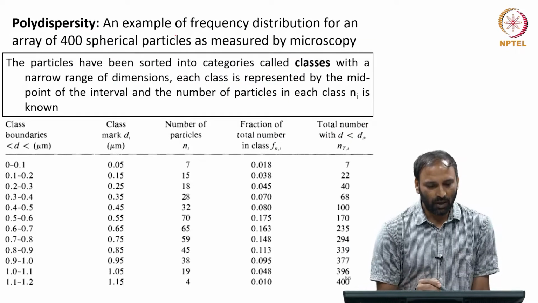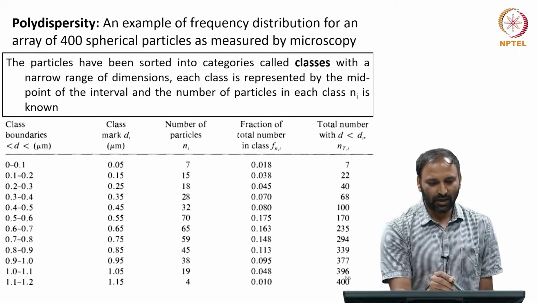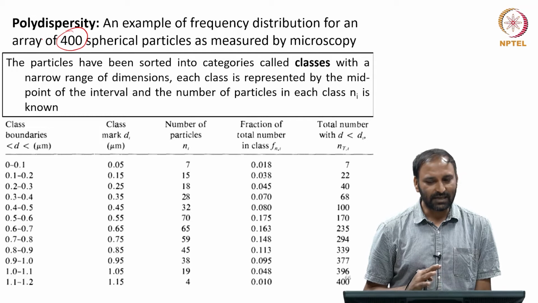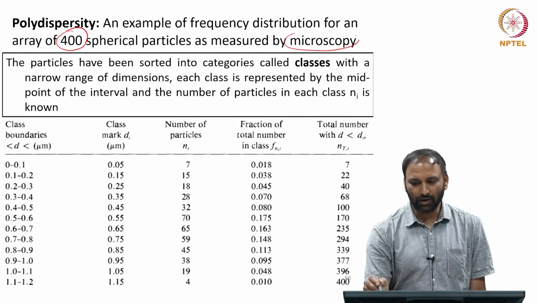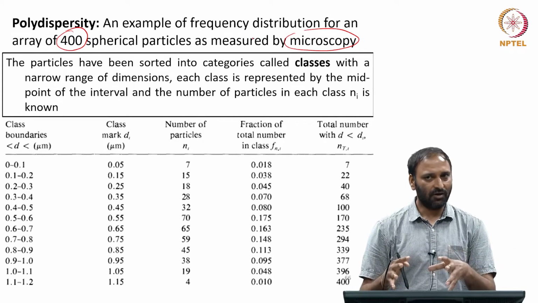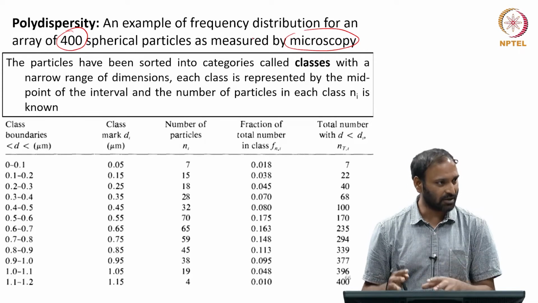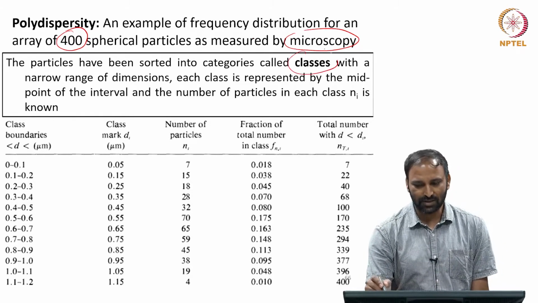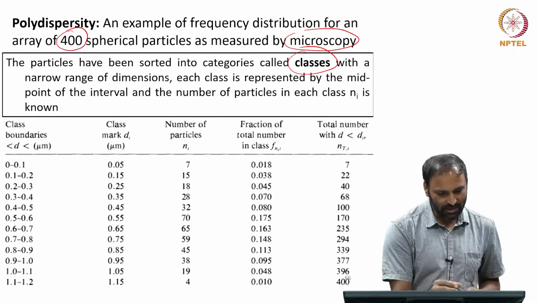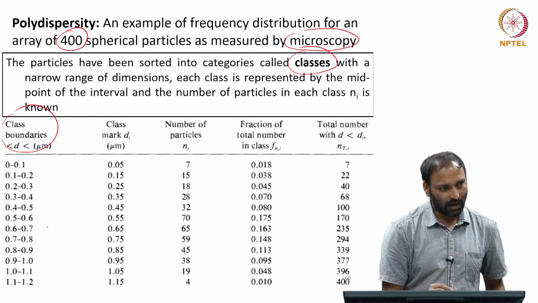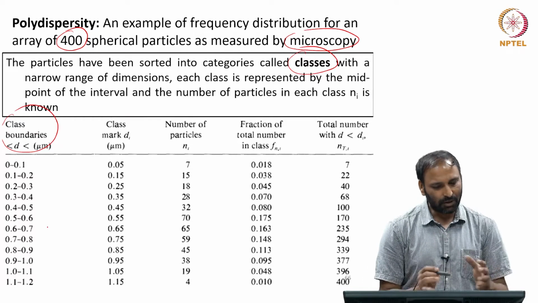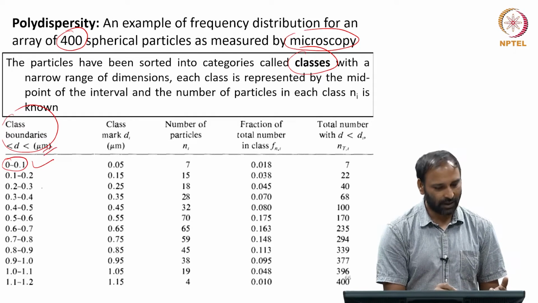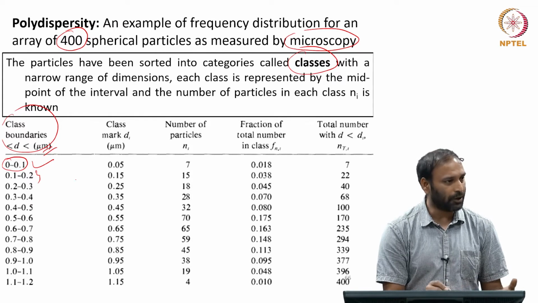However, when you have polydisperse particles, what you typically do is something like this. What you are seeing is an example where 400 spherical particles have been considered, and their size has been measured by, could be, microscopy. So you have pictures with particles of different sizes, and then you categorize these particles into classes. Each class has a class boundary. I am going to put the particles into classes of size ranging from, in this case, 0 to 0.1 micrometer, and the second class is 0.1 to 0.2, like that.